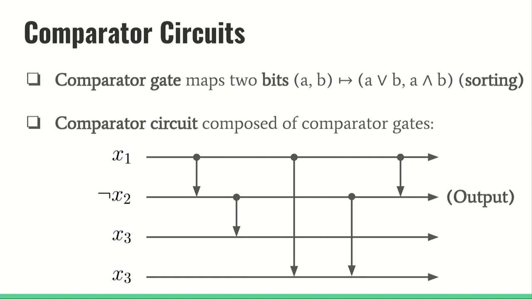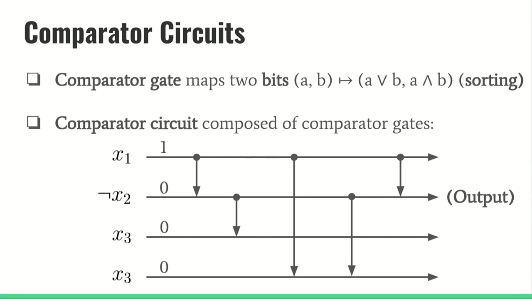So what is a comparator gate? Well, a comparator gate just takes two bits as input, A and B, and it outputs the bits in sorted order. You can imagine it as taking both the OR and the AND, or the min and the max of the two input bits. And then a comparator circuit is just going to be a circuit that is only composed of comparator gates. And so at the inputs we can have positive and negative literals, as usual, to take care of the NOTs.